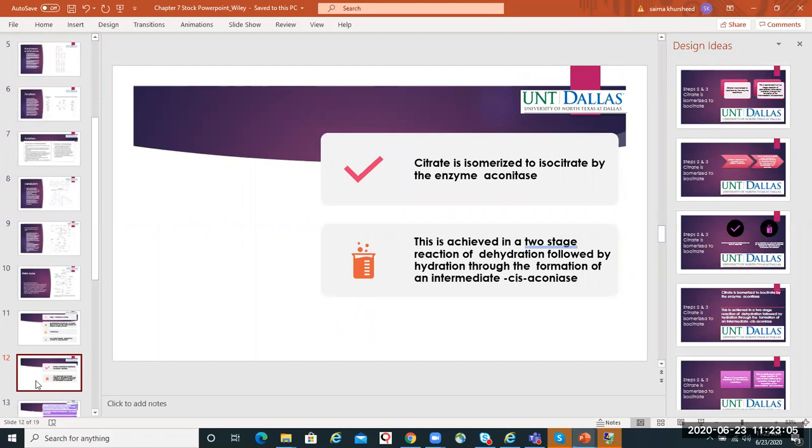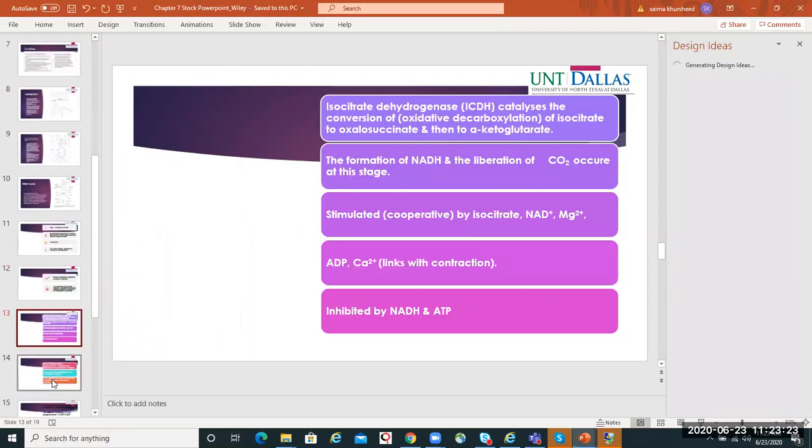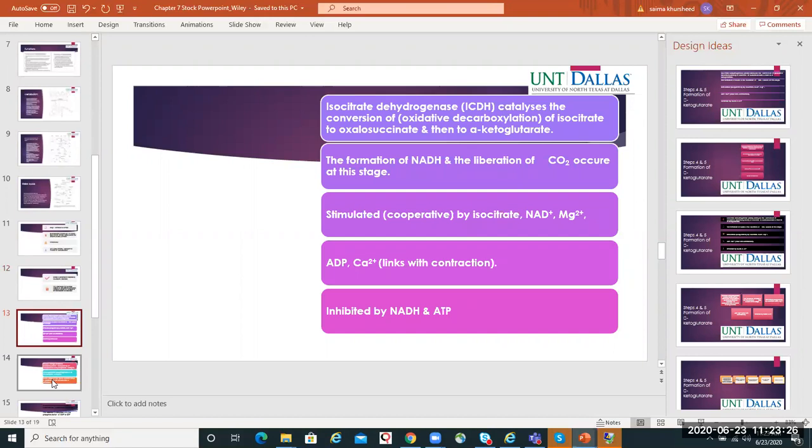The citrate that's formed in the first step is isomerized to isocitrate by the enzyme aconitase. This is achieved by a two-stage reaction of dehydration followed by hydration through the formation of the intermediate cis-aconitate. The isocitrate dehydrogenase is the enzyme that catalyzes the conversion of isocitrate to oxalosuccinate. So like you can see in the figure, the citrate is the first step, then the isocitrate is formed, and then the isocitrate dehydrogenase catalyzes the conversion of this isocitrate to oxalosuccinate.